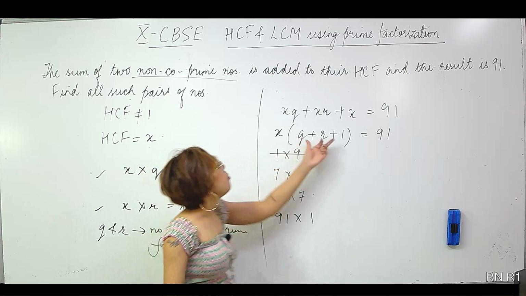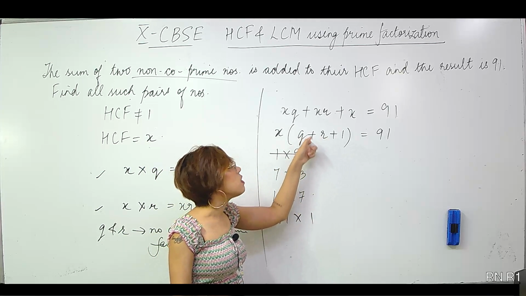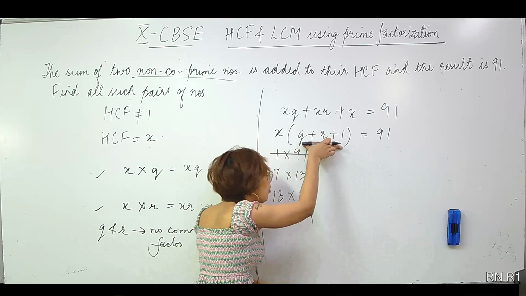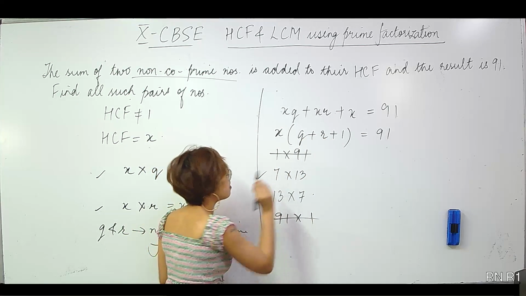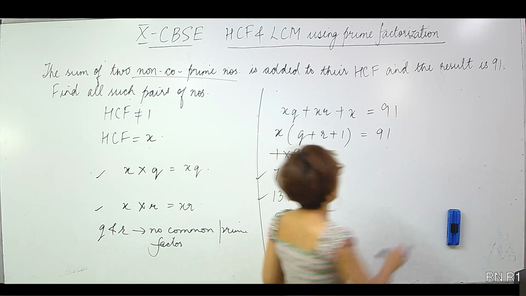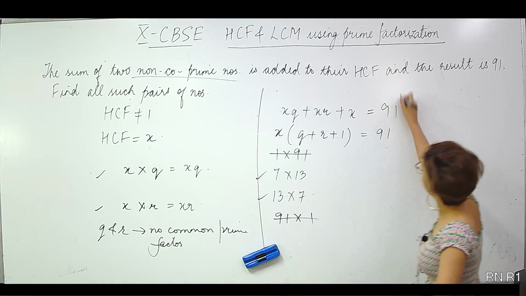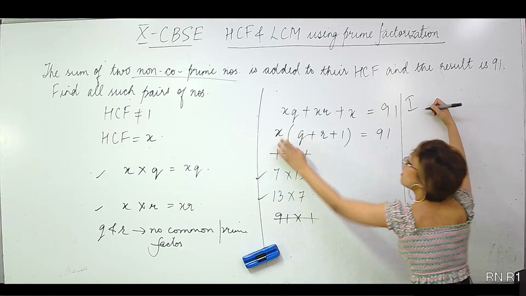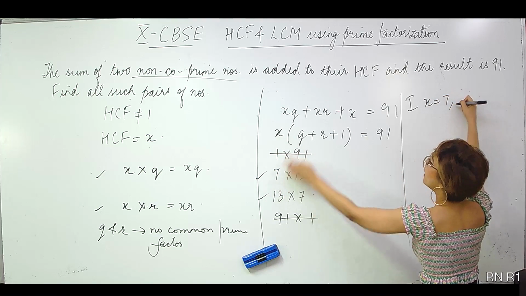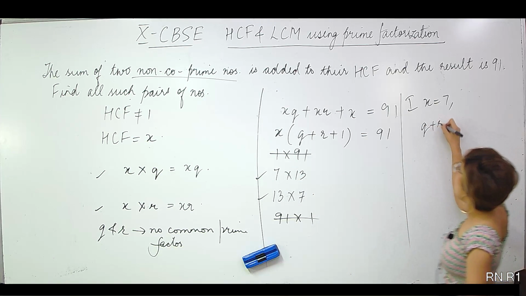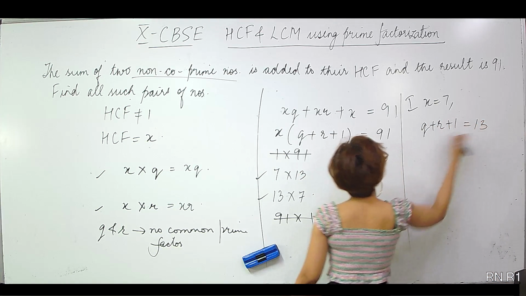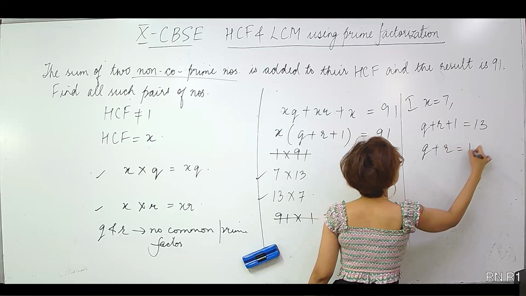But mind it, it is Q plus R plus 1. Now Q is a natural number, R is a natural number. This term cannot be equal to 1. That is why just two cases. Cool? Now, let me consider the first case. First case is X equal to 7 and Q plus R plus 1 is equal to 13. So Q plus R turns out to be 12.